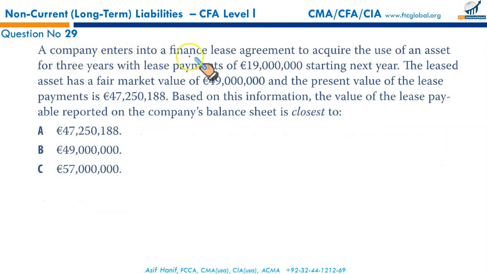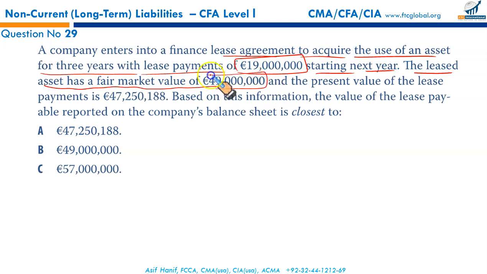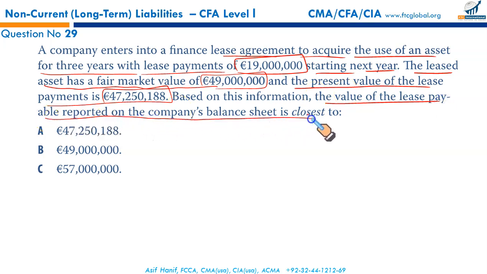A company enters into a finance lease agreement to acquire the use of an asset for 3 years with lease payments of 19 million euros starting next year. The lease asset has fair market value of 49 million euros and the present value of the lease payment is 47.25 million. Based on this information, the value of the lease payable reported on the balance sheet will be, remember, the reported right of use asset and the liability is the present value of minimum lease payments plus any residual value guaranteed by the lessee.